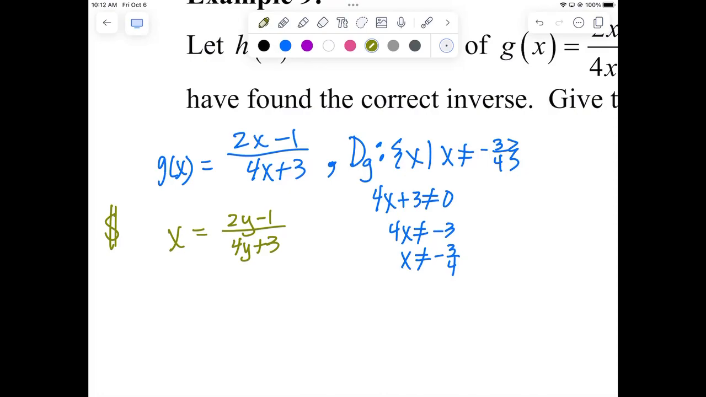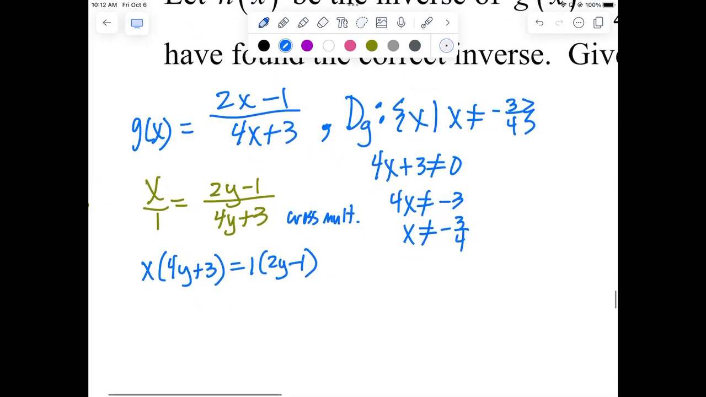Algebraically, we can manipulate it. You learned how to do this in Algebra 1 and Algebra 2. The easiest way, I think, is to put x over 1 and create a proportion. When you have a proportion, you can cross multiply. Let's do that. So we're going to get x times 4y plus 3. That's your diagonal. 1 equals 1 times 2y minus 1. There's your other diagonal. Cross multiply.